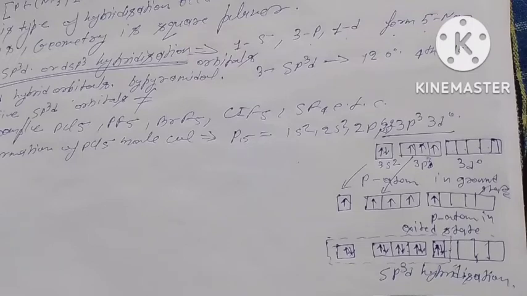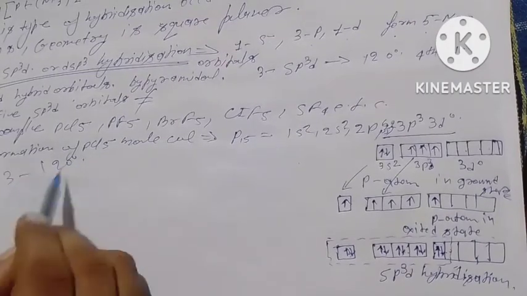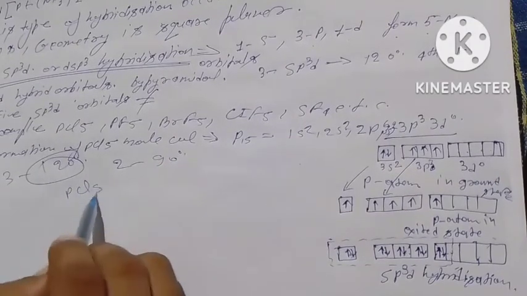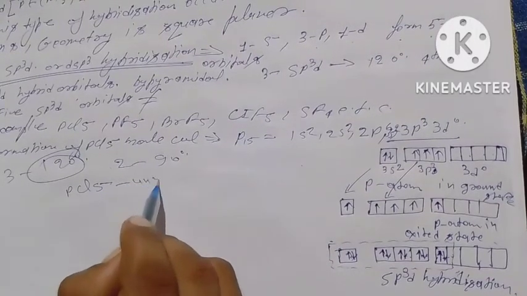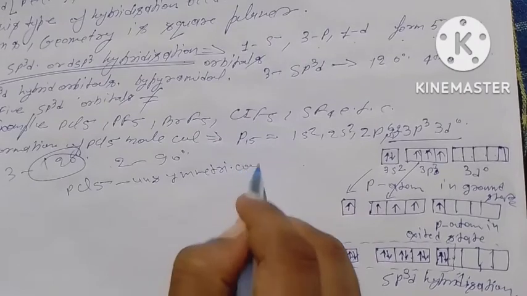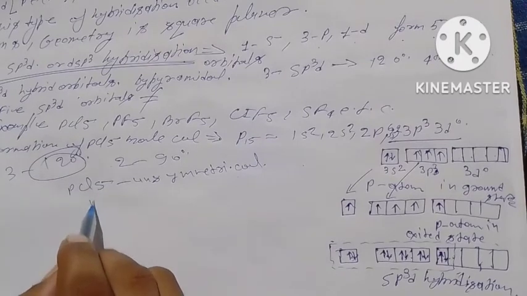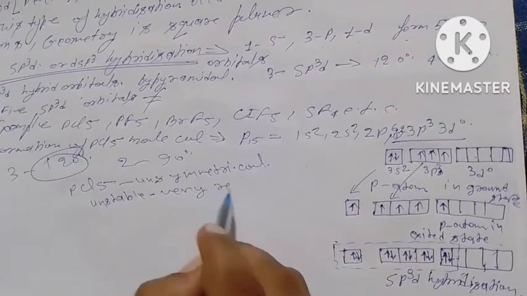PCl5 has a trigonal bipyramidal structure. The 3 bond angles are 120 degree, while 2 are 90 degree. As the structure of PCl5 is unsymmetrical, hence it is unstable and very reactive.